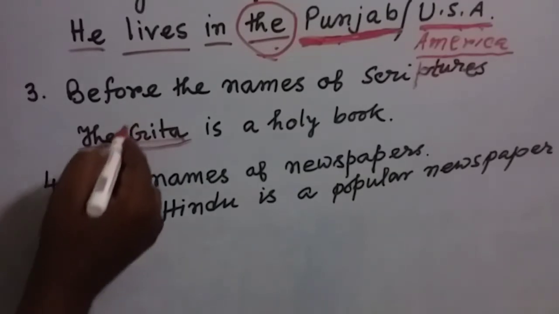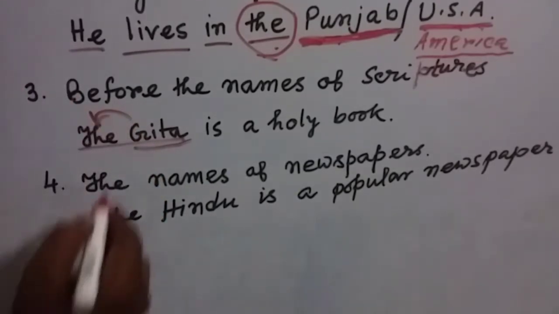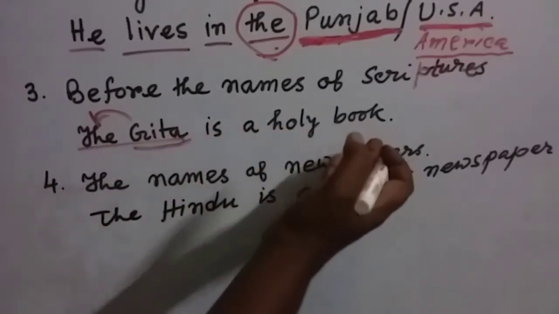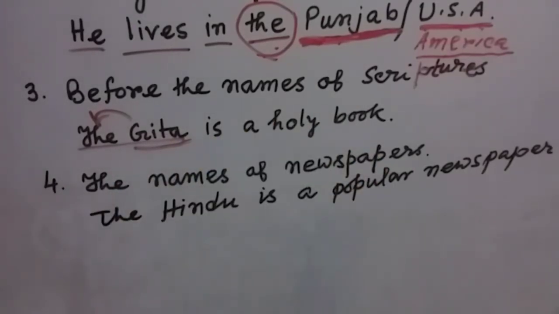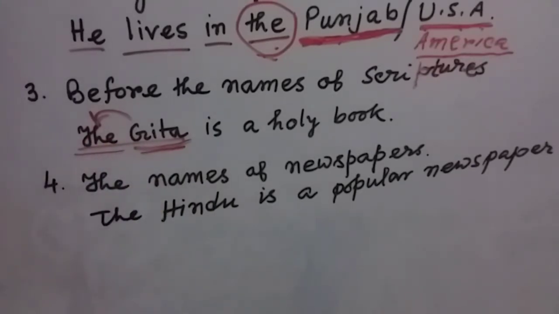That's why we have used the before this term Gita. The Bible is a holy book. The Quran is a holy book. So we have to use the before these scriptures. And my dear friends, the Iliad, the Odyssey, the Ramayana, the Mahabharata. So these are epics. That means these are scriptures. So before that, we have to use the.